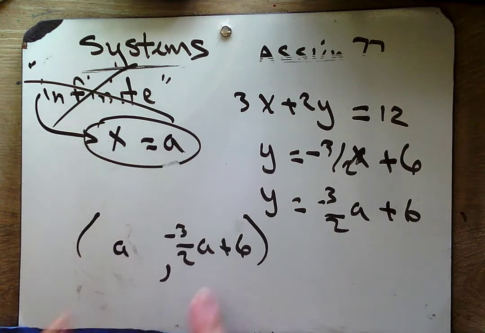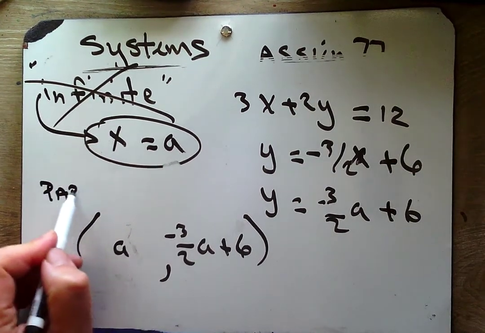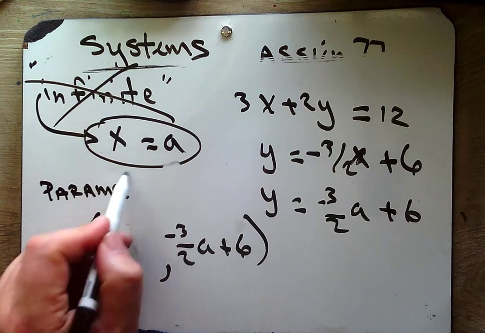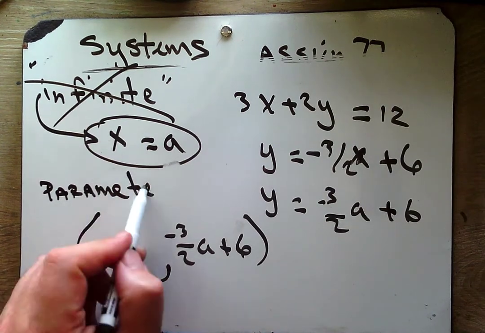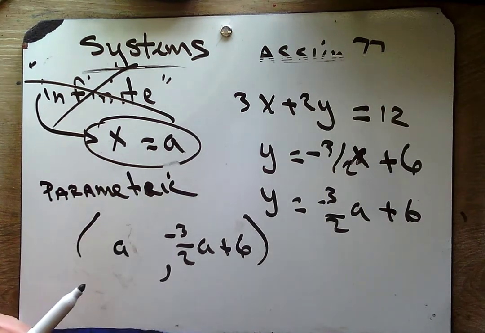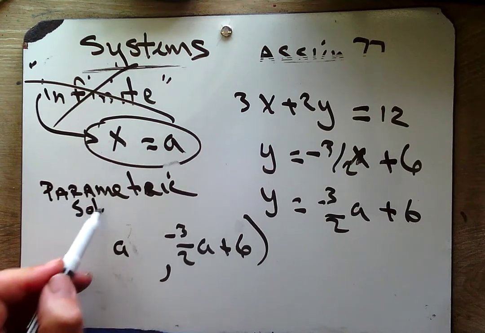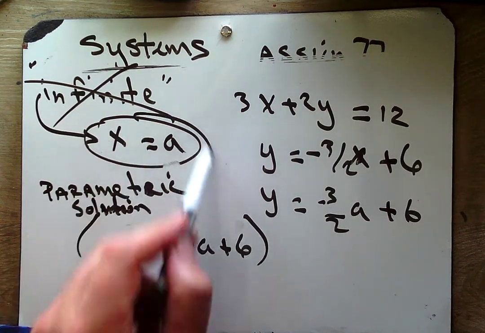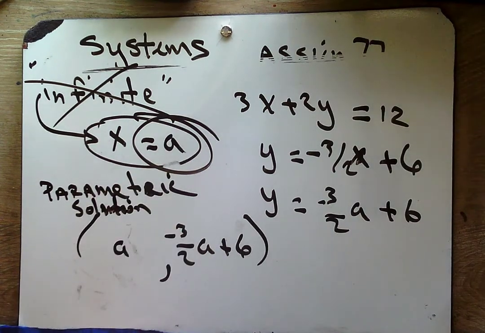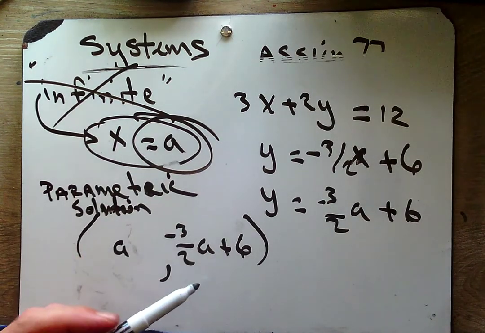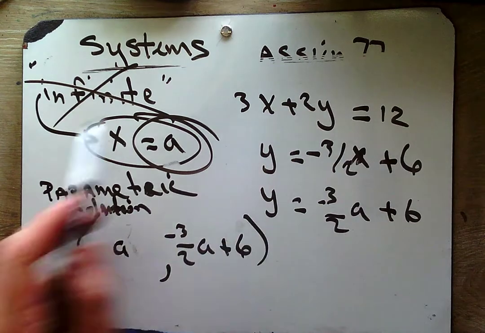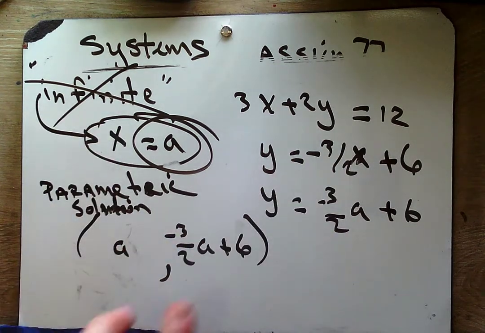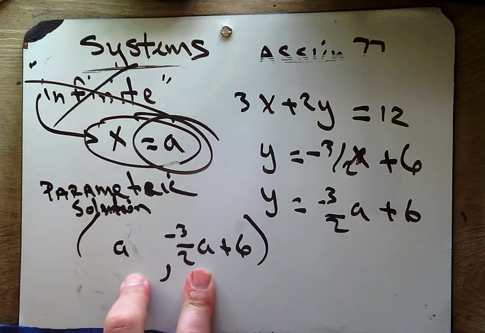This type of solution is called a parametric solution. And it's called a parametric solution because we're using a parameter, i.e., we're using another variable. We're rewriting this stuff that was originally in x's and y's in terms of a new variable. Here, we're using x equals a.